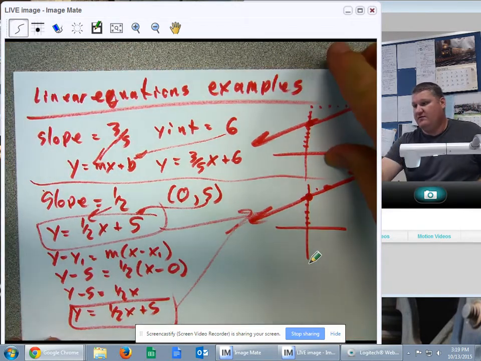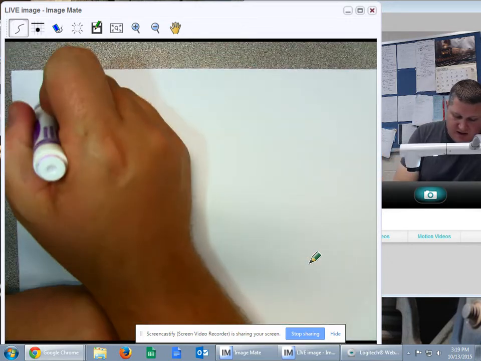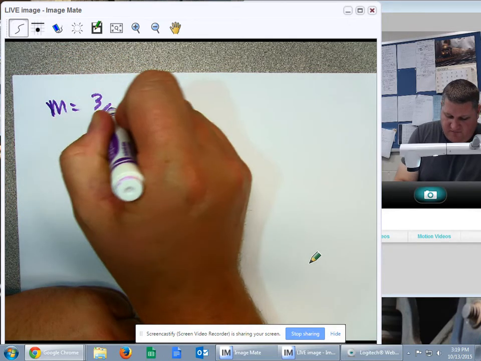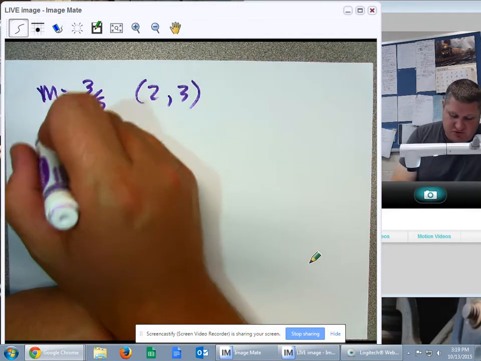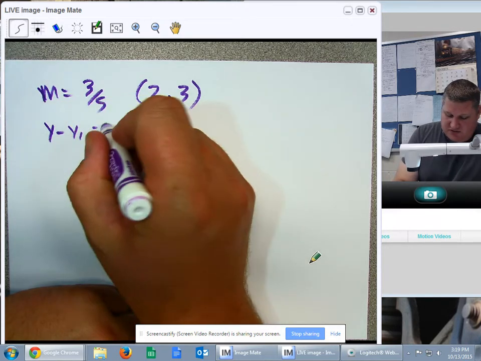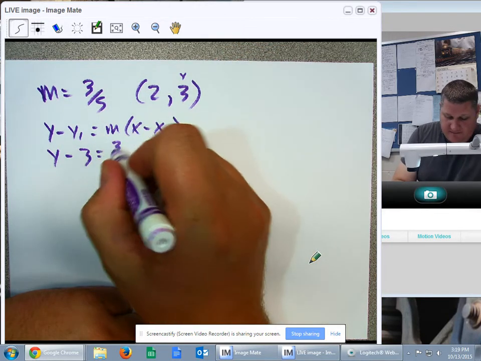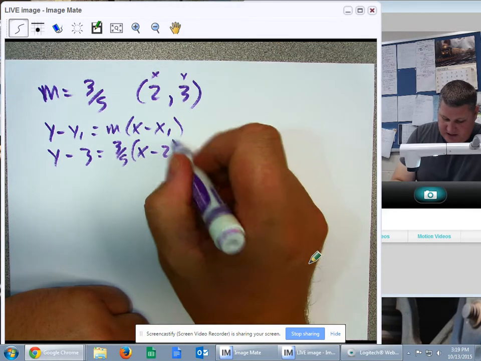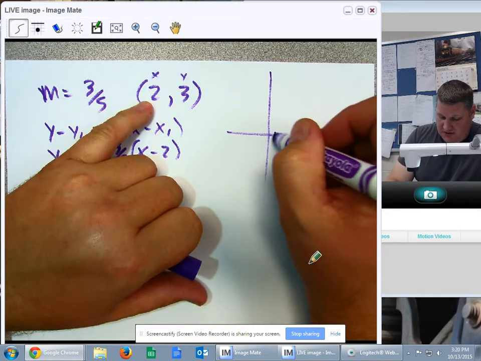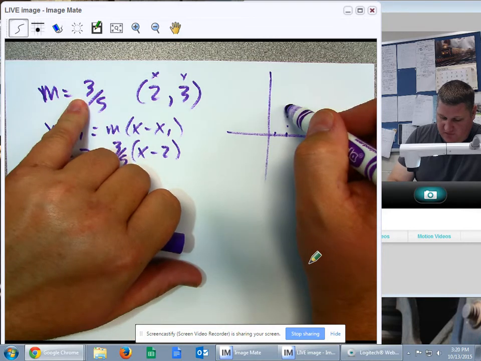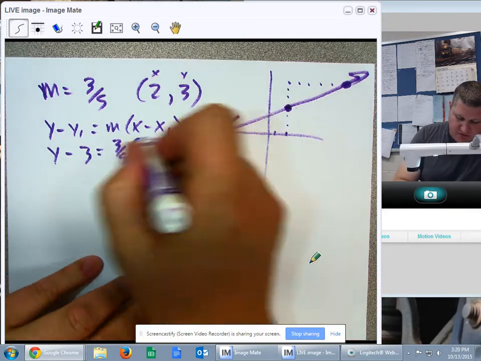All right, so those are some basics. Let's go with something slightly more difficult, not much. If I have m equals 3/5 and I have the point 2, 3, in this case, again, point-slope is going to be our obvious choice. y minus y1 equals m times x minus x1. y minus 3, because that's the y part of the point, equals 3/5 times x minus 2, because that's the x part of the point. And so now I go over to my graph and I say, fine, 1, 2, 1, 2, 3, there it is, and 3/5. So 1, 2, 3, 1, 2, 3, 4, 5. And draw my line, and there it is. So that is a perfectly valid equation.